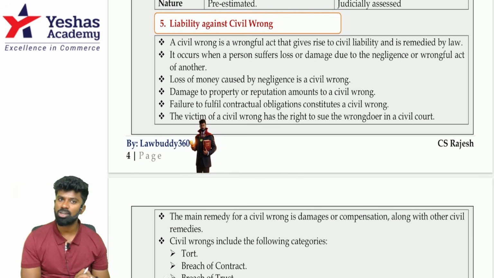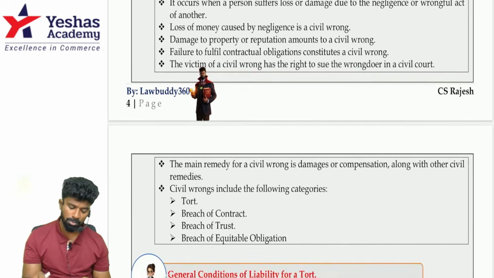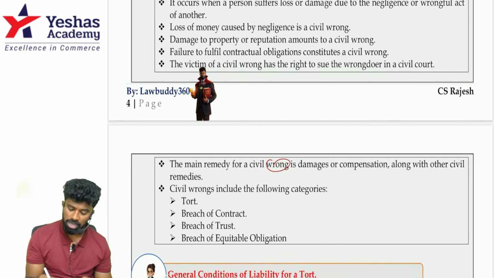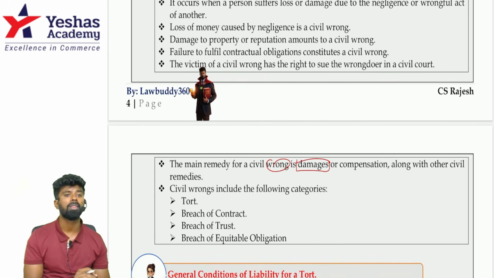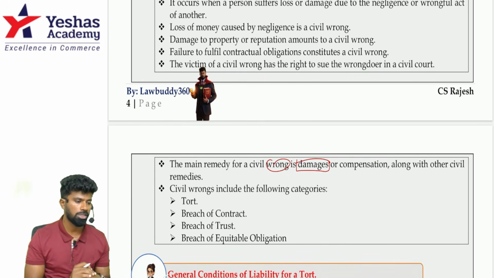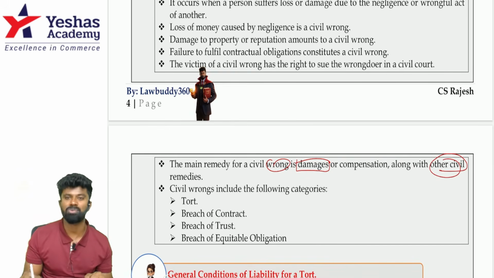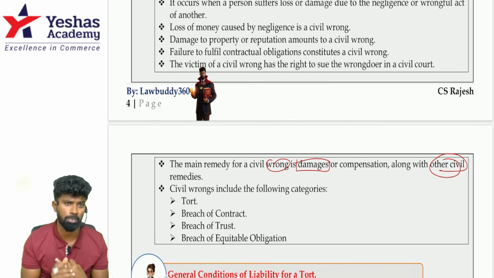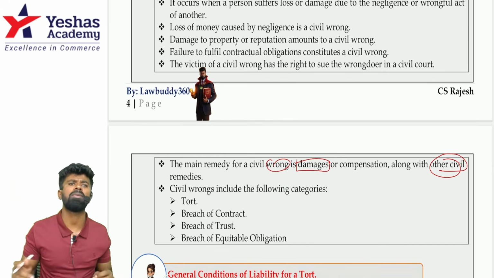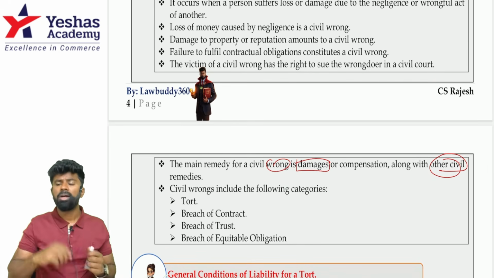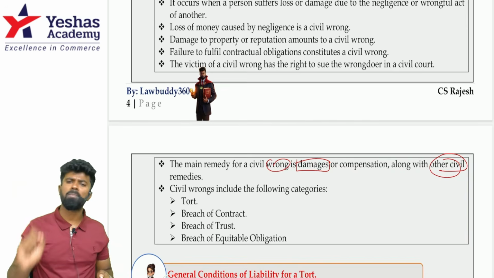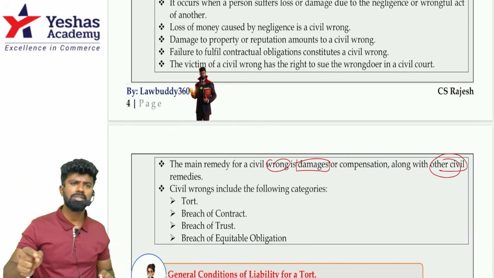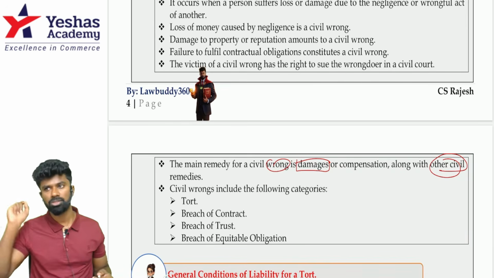But all these civil wrongs are not torts. The main remedy for a civil wrong is damages. What is damages? Monetary compensation, along with other civil remedies. We have other civil remedies also, for example, injunction, restitution of property, self-defense. All these are what remedies? Civil remedies. But in a civil wrong, the most prominent remedy is damages.